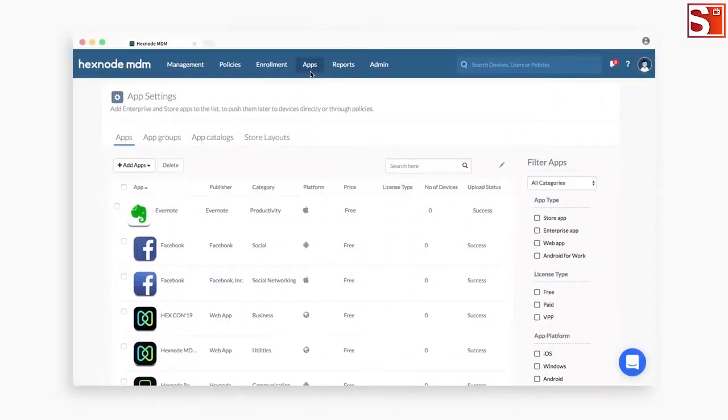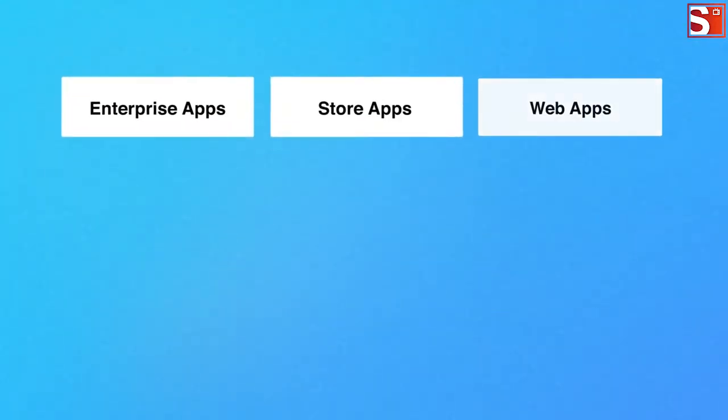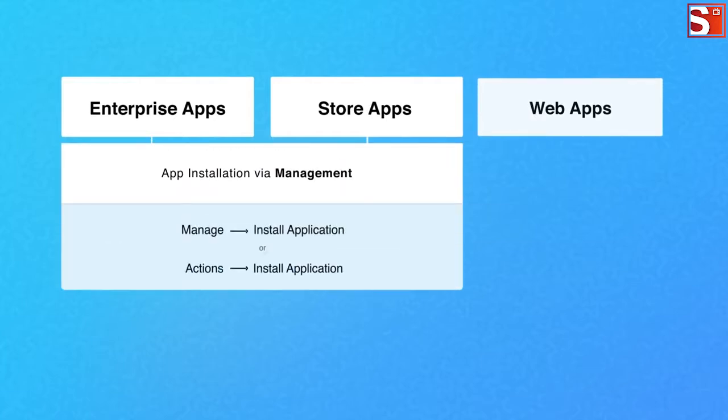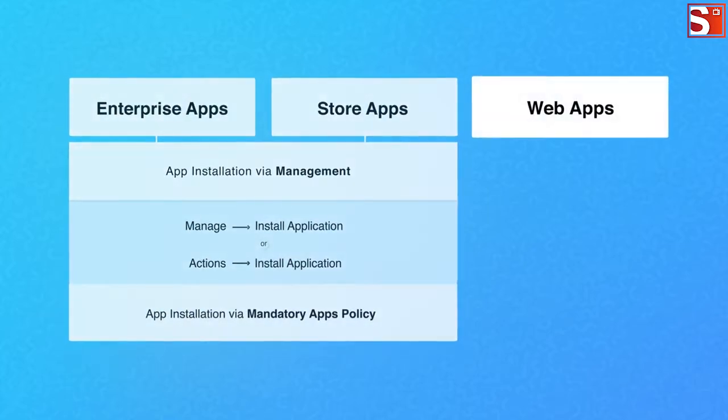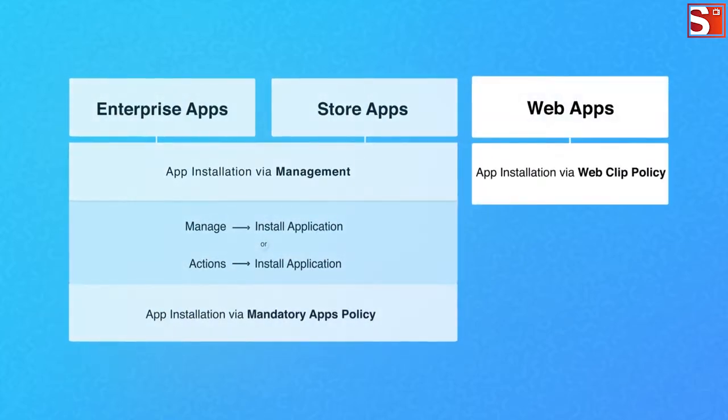App Distribution. Now that we have added these apps to the inventory, let's see how you can distribute them. App installation for enterprise and store apps work the same way. They can either be pushed via a direct install action or via a mandatory apps policy. The web apps, or web clips, are basically website shortcuts and not exactly apps, and they're to be pushed in a slightly different way. Let's see the web clips option first.